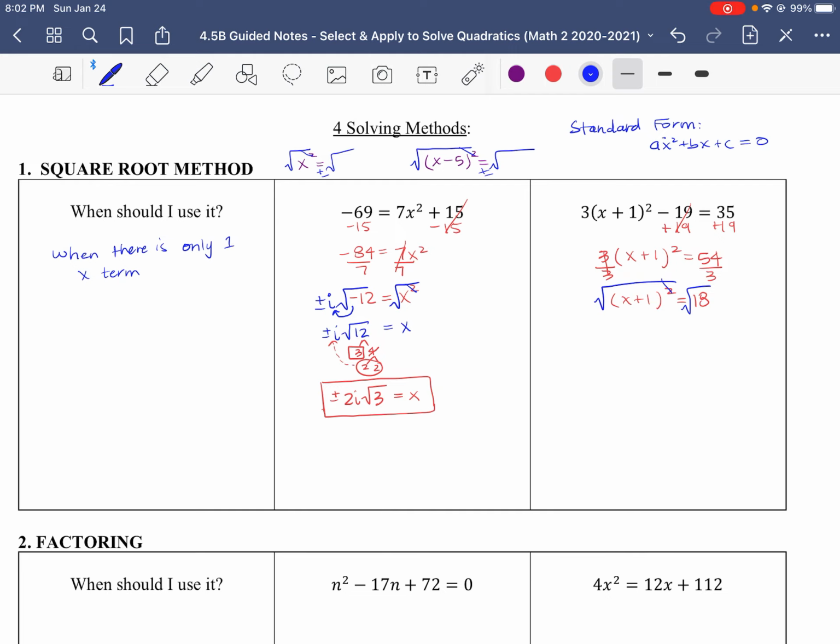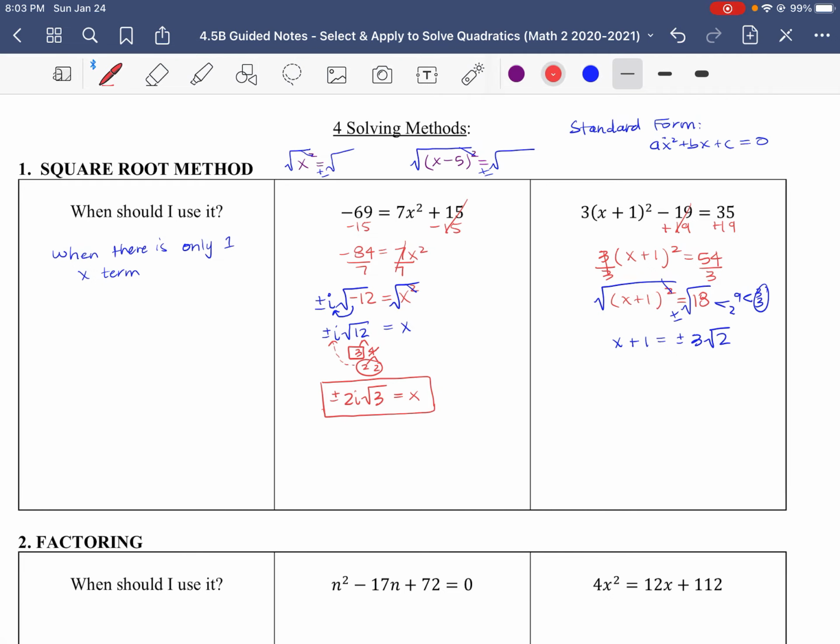And we have square root of 18. Again, it introduces that positive or negative solution. So x plus 1 is equal to plus or minus the square root of 18, but let's see if we can break that down. That would be 9 times 2, 3 and 3. So the 3 comes out front, leaving that 2 inside.